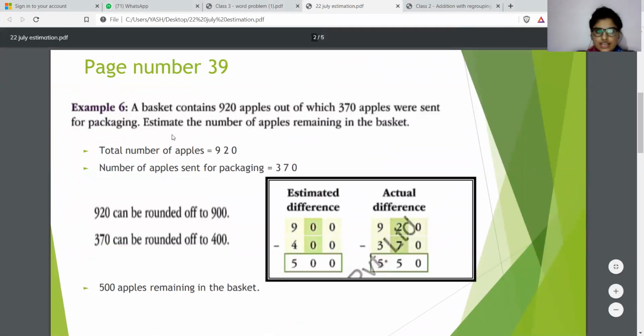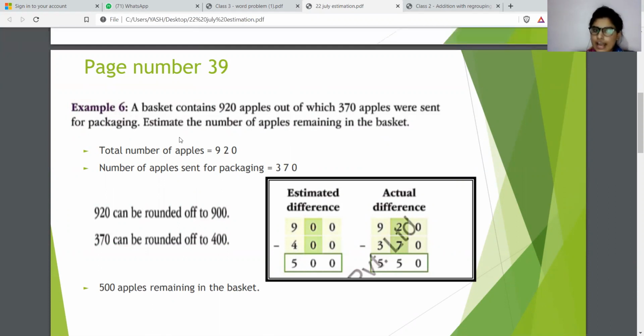So what this question is saying: a basket contained 920 apples, out of which 370 apples were sent for packaging. In this question there is a basket, and in that basket we have 920 apples. Out of which 370 apples were sent for packaging. Estimate the number of apples remaining in the basket. We need to find out how many apples remain in the basket.